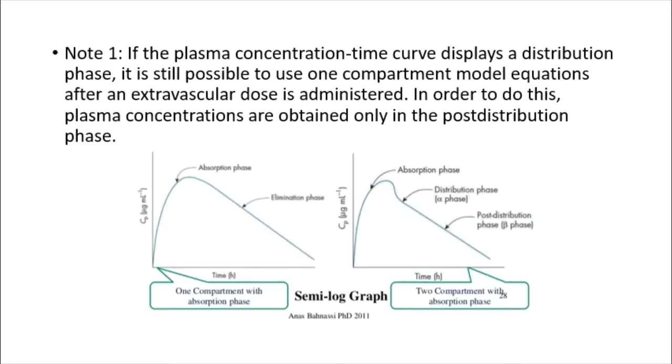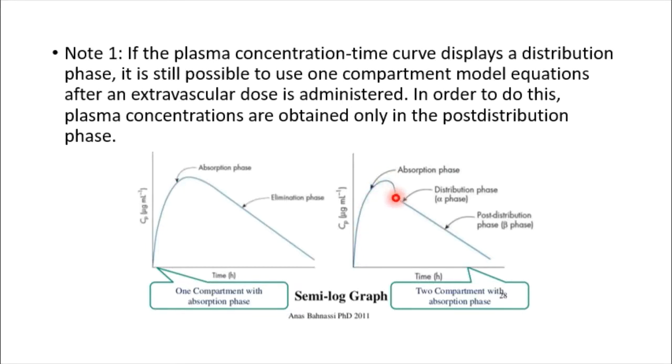Okay, so note, if the plasma concentration time curve displays a distribution phase, it is still possible to use one compartment model equations after an extravascular dose is administered. In order to do this, plasma concentrations are obtained only in the post-distribution phase. So the post-distribution phase is this phase.